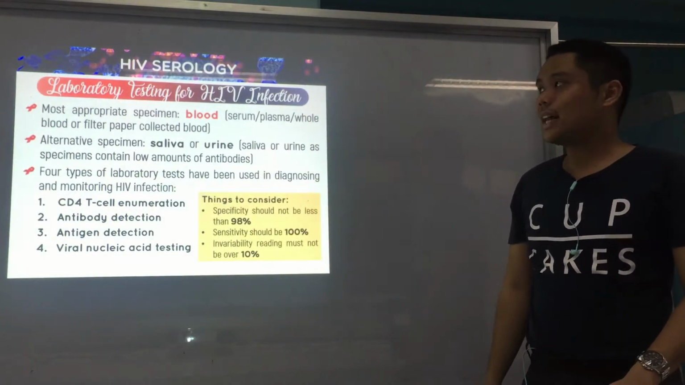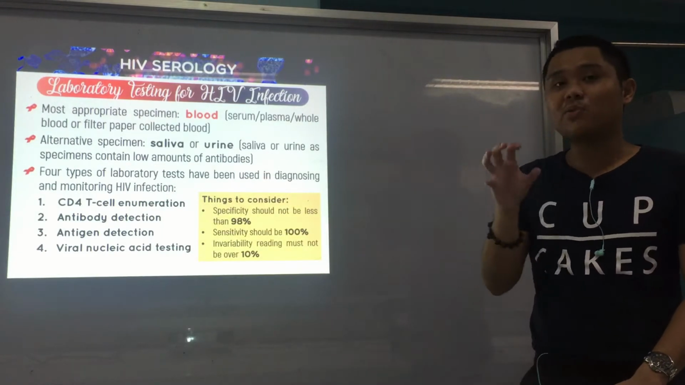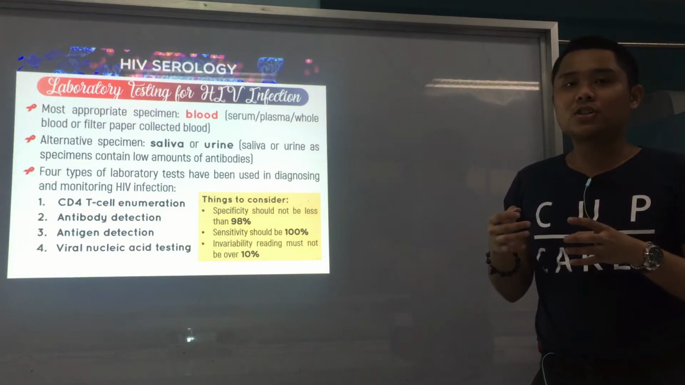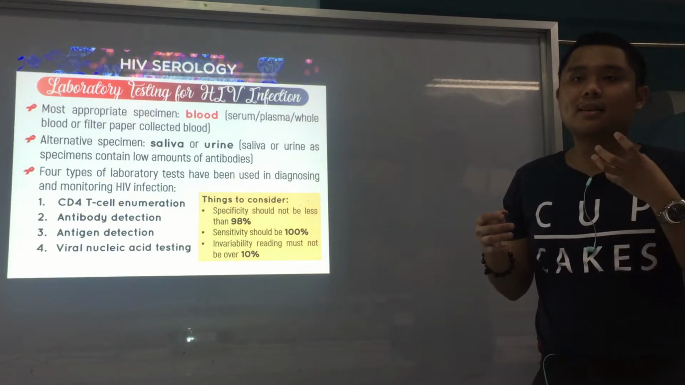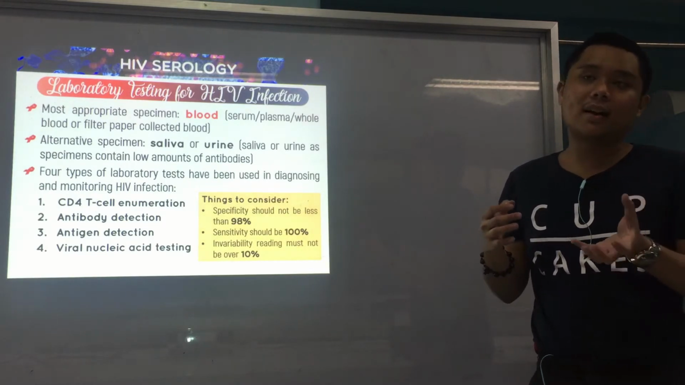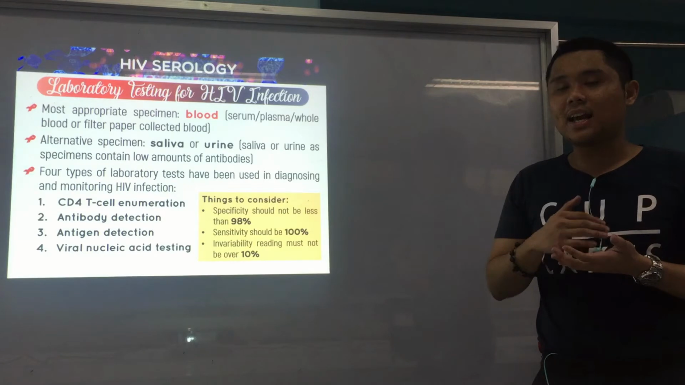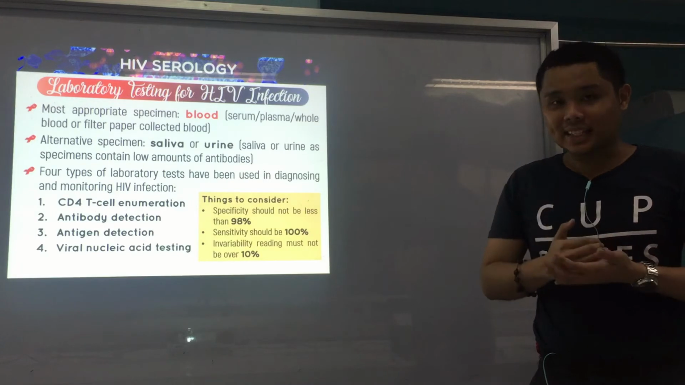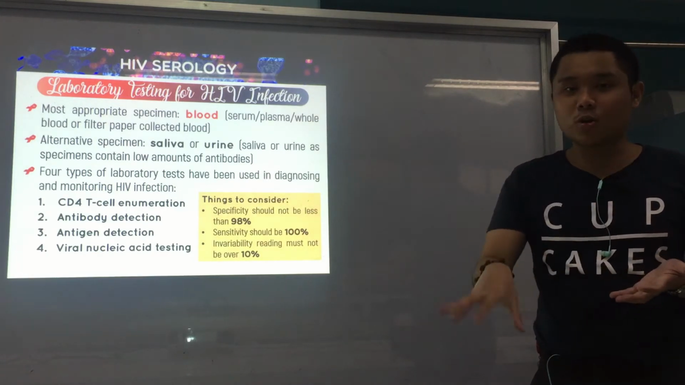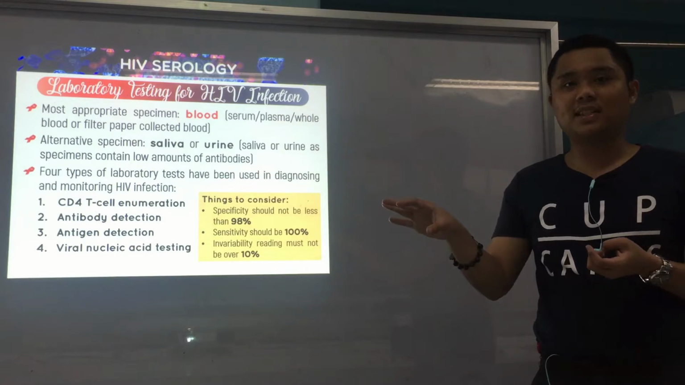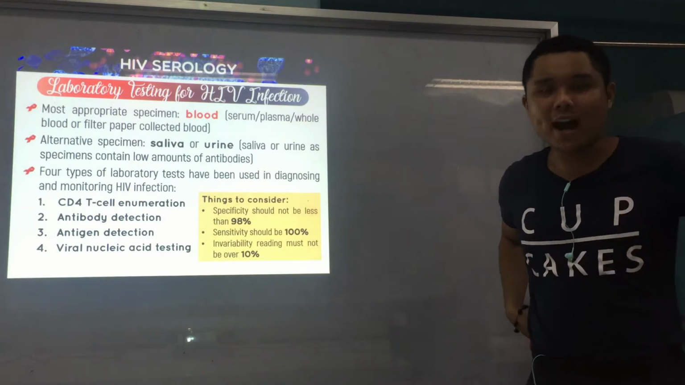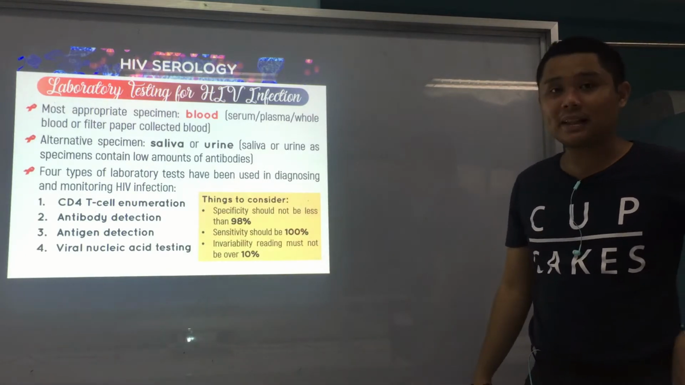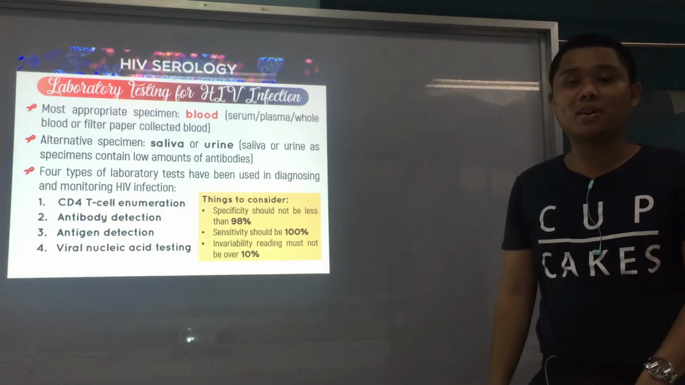For tests that detect HIV, we have things to consider. Specificity is the level up to which the test can detect the antigen or the pathogen that we want. And sensitivity is the ability of the test to detect the analyte even at the lowest concentration. That's in your clinical chemistry, I'm sure you already differentiated them well. Specificity should be at least 98%, but we want the sensitivity to be 100%.